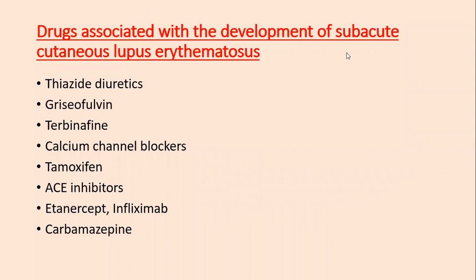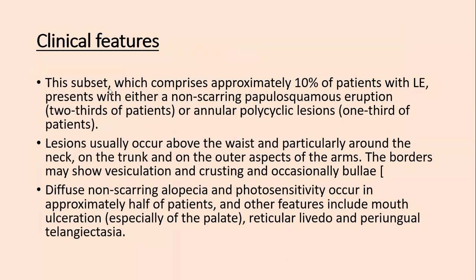Drugs which are associated with subacute cutaneous LE are thiazide, riboflavin, terbinafine, calcium channel blockers, tamoxifen, ACE inhibitors, etanercept, infliximab, and carbamazepine. Clinical features: characterized by a non-scarring papulosquamous eruption or annular polycyclic lesions. Lesions occur on the upper body, particularly around the neck, trunk, and outer aspect of the arm. Border may show vesiculation and crusting. Diffuse non-scarring alopecia and photosensitivity may be seen.